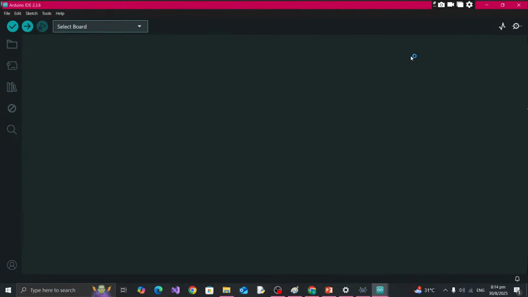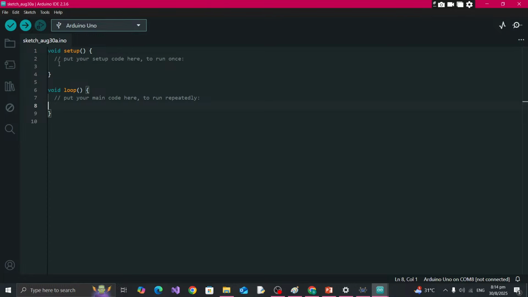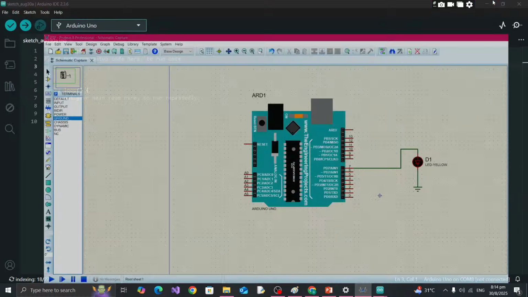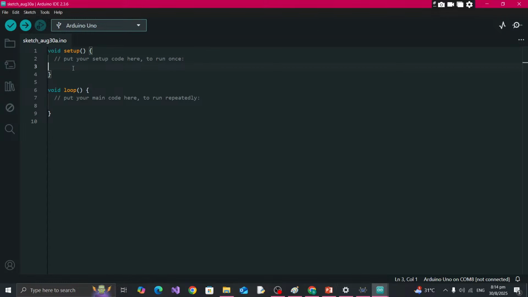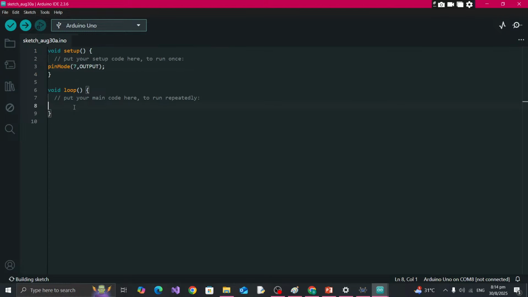So now I'm using Arduino programming, not embedded programming. Since I have connected this LED to the 7th pin, I'm telling my microcontroller that I have connected an output device in the 7th pin. I want this 7th pin, this LED, to glow and go off every 1 second. So, digitalWrite.